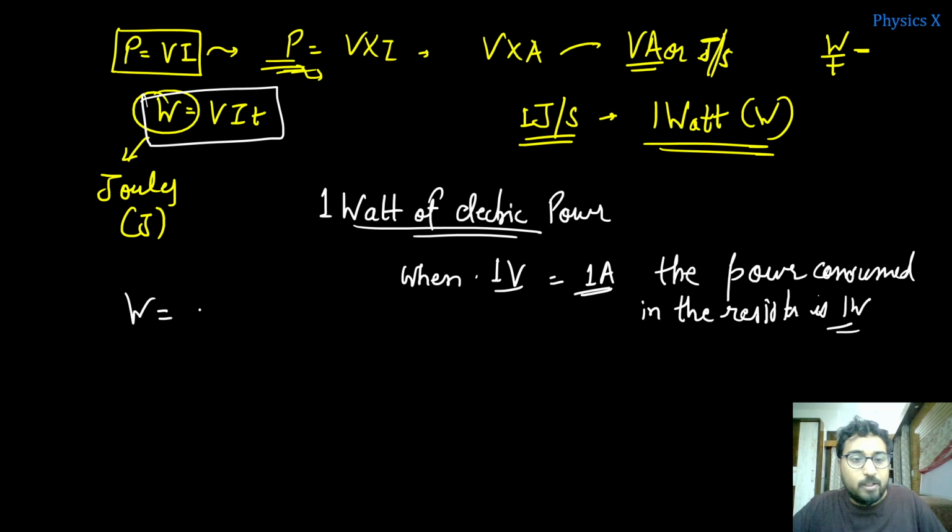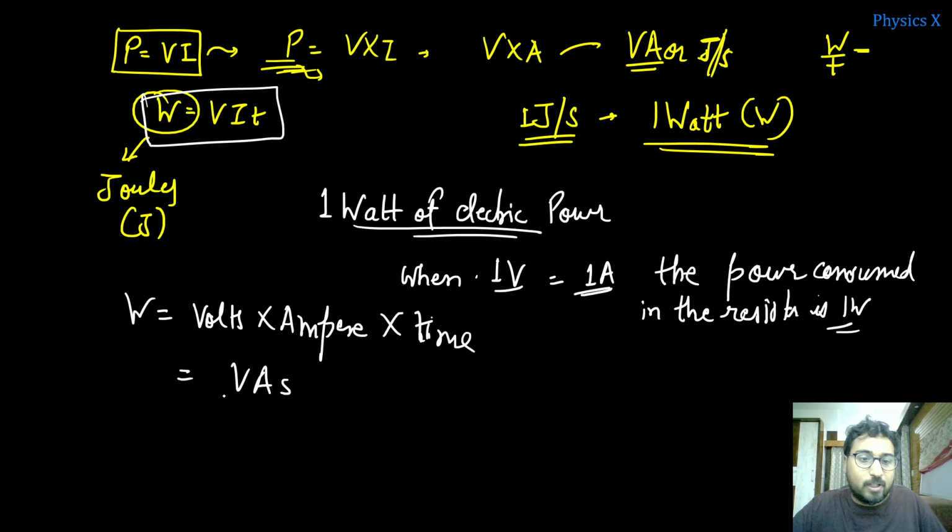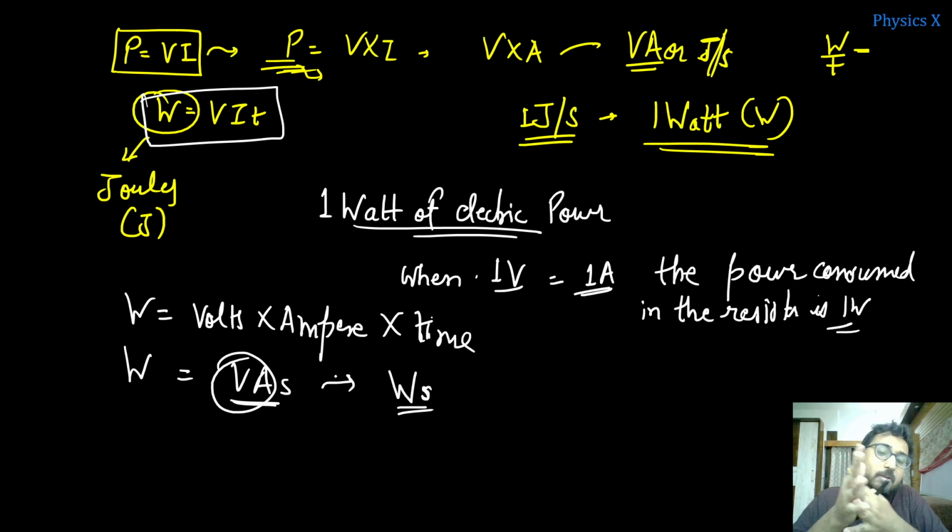From this you can know that work done is nothing but VIT. That means this unit is volts into amperes into time, so it is volt ampere second. So the work done unit can be volt ampere second, or you can also say that volt ampere is nothing but your watt, so it is watt second also. Sometimes in a multiple choice question, he can ask you some questions like this.